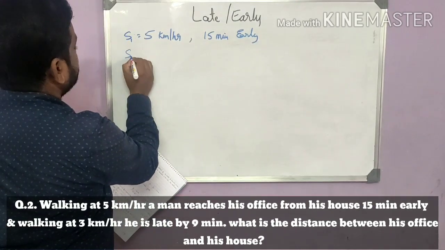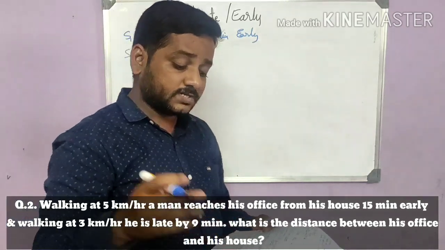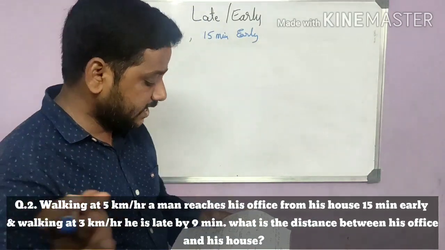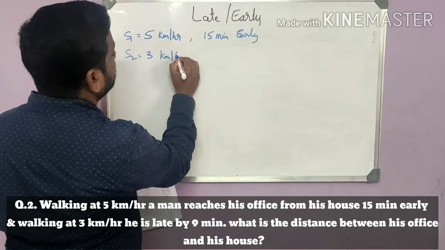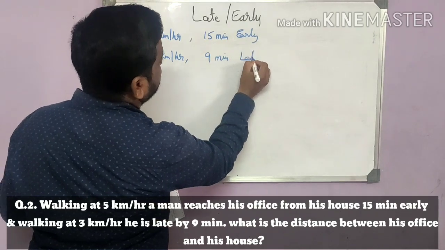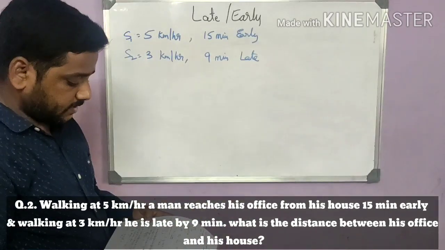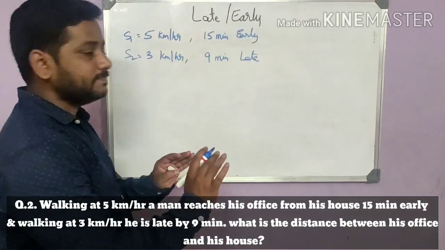Right. So the second condition is, walking at 3 km per hour, he is late by 9 minutes. So if he walks at this speed, 3 km per hour, he will be late by 9 minutes. So it is early and late. Okay. So what is the distance between his office and house? That's the question.